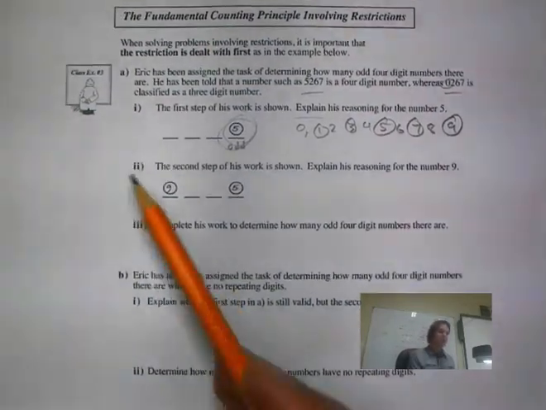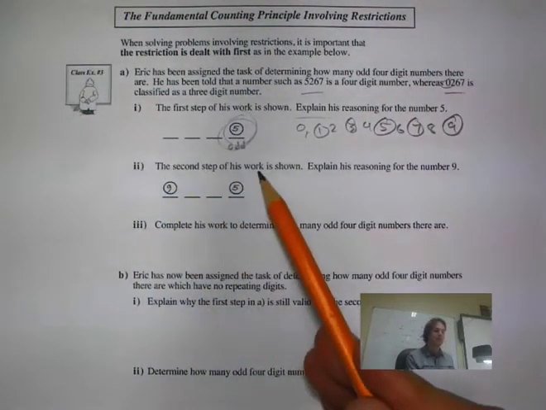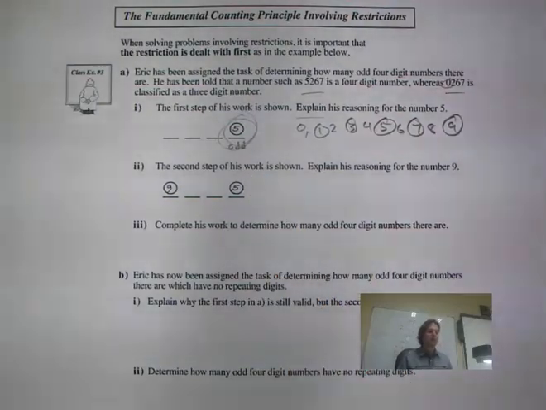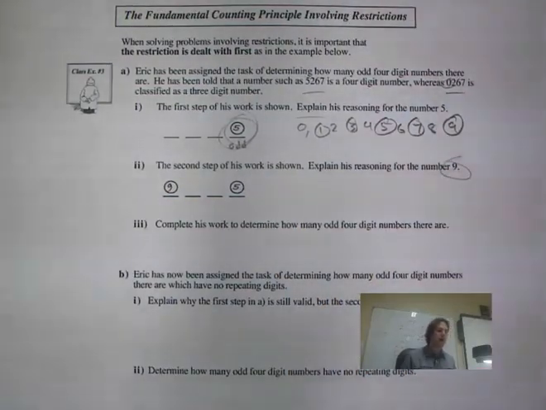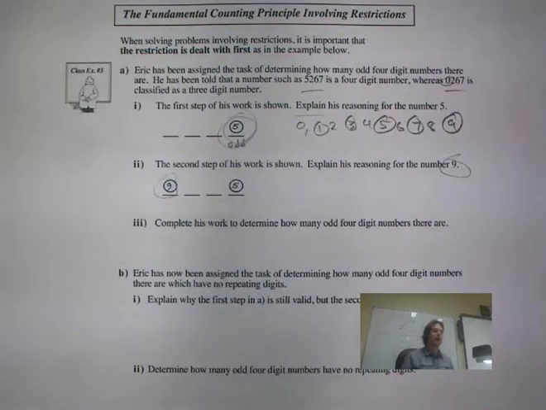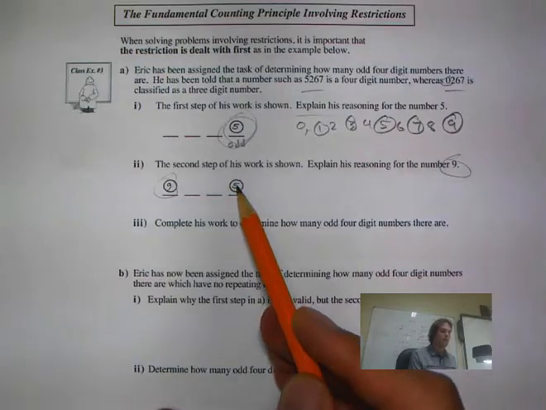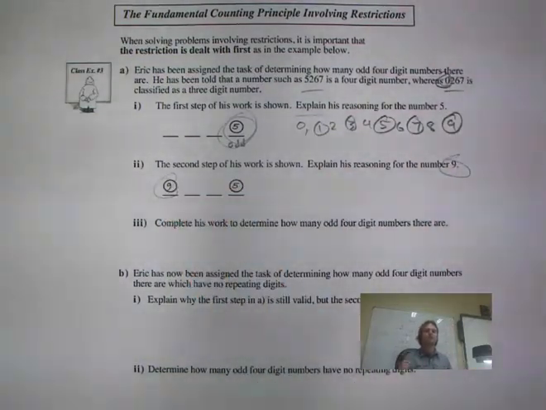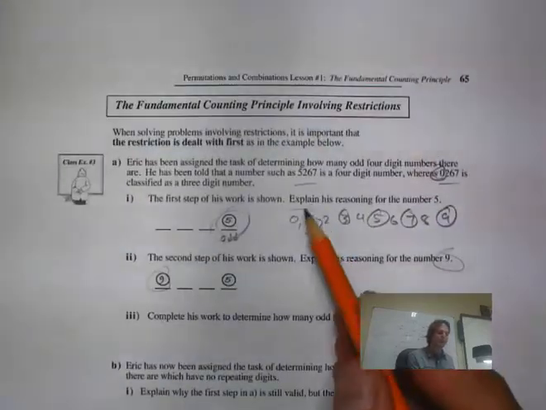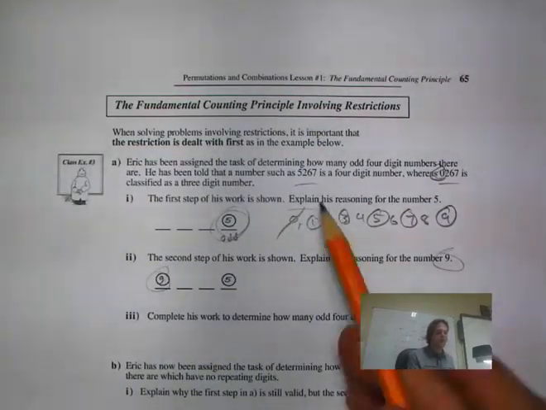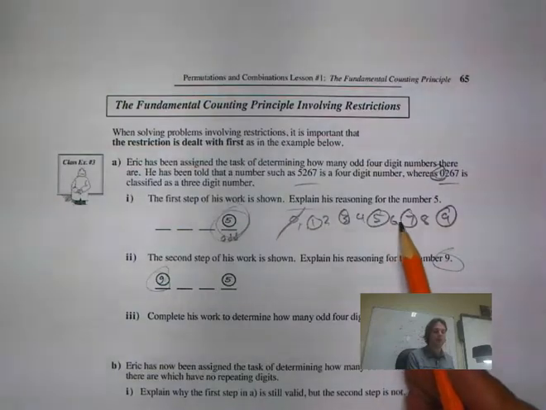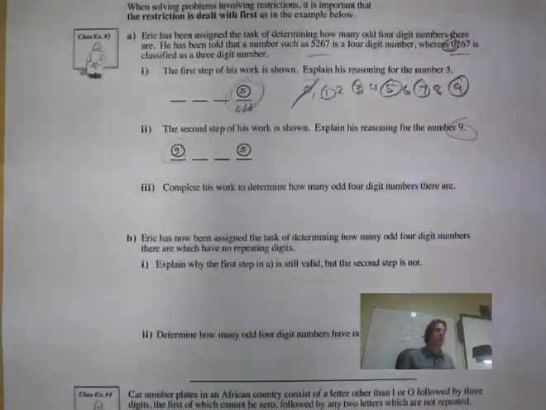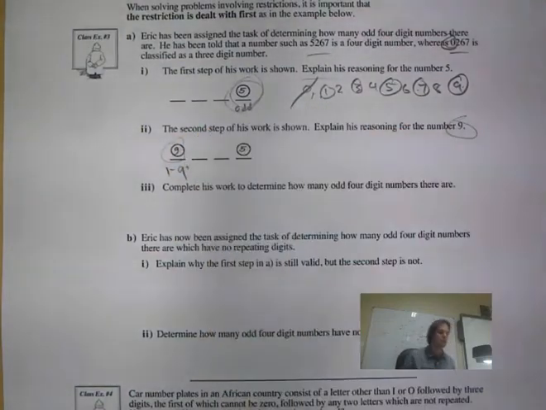Okay? The next one says, the second step of his work is shown. Explain the reasoning for the number 9. So why did he put a 9 there? Well, I look at this and I know we have 5 odds, but now it can't start with a 0. As soon as I start with a 0, it's a 3-digit number. So he can't choose 0. So now he has 1, 2, 3, 4, 5, 6, 7, 8, 9 others to choose from. That is why he starts with 9 there, because he has the digits 1 to 9 to choose from.